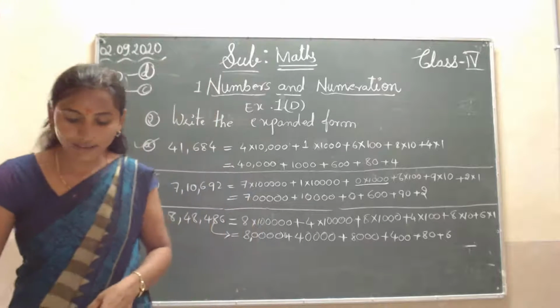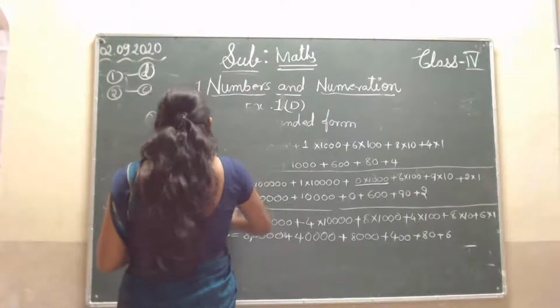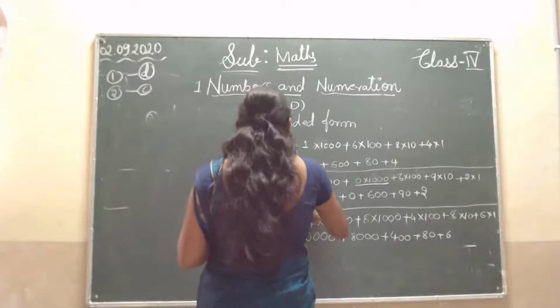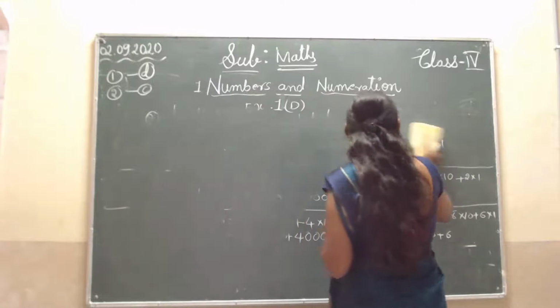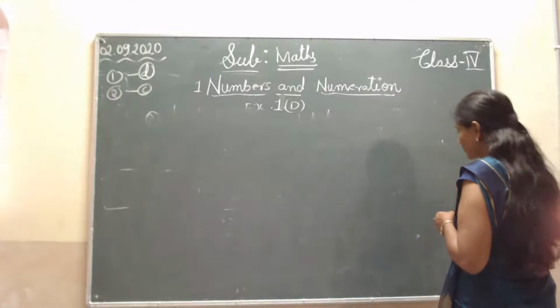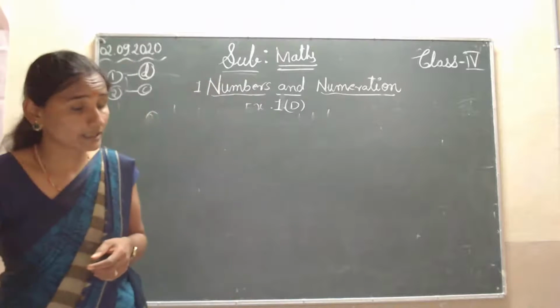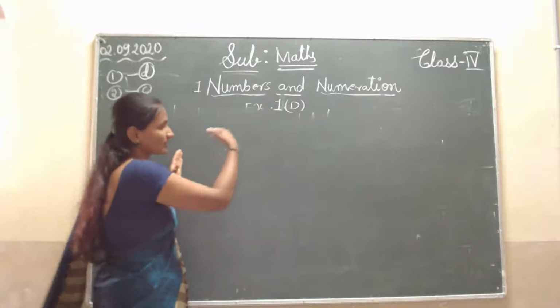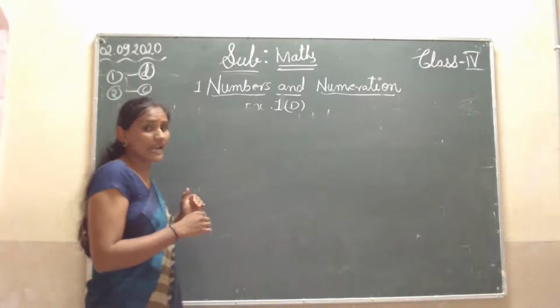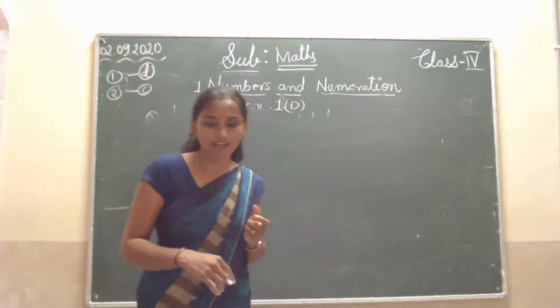Standard form, I explained in the last classes, students. Expanded form and standard form are opposite, students. In expanded form, given the numerals, we write the explanation. But in standard form, the explanation is already given, so we will write the numeral numbers.